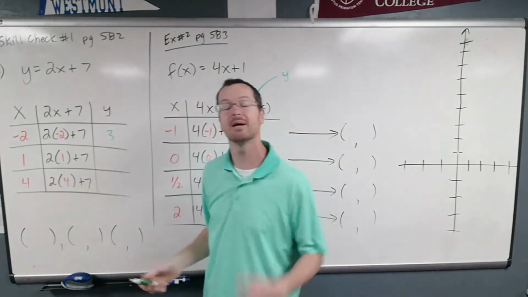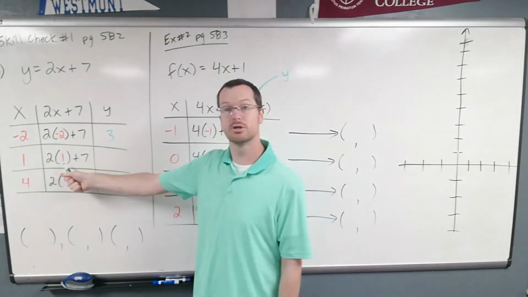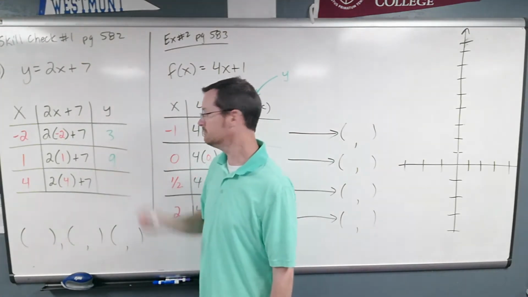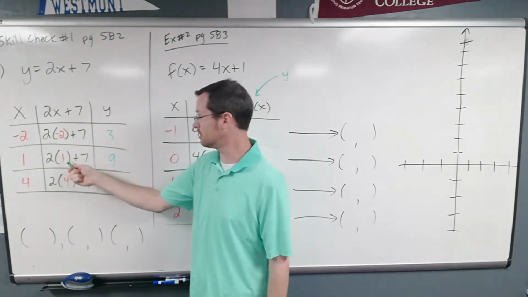Plug in a 1. 2 times 1 is 2, plus 7. 2 plus 7 is 9. So you get a 9. So we inputted a 1 into our function, and out comes a 9.